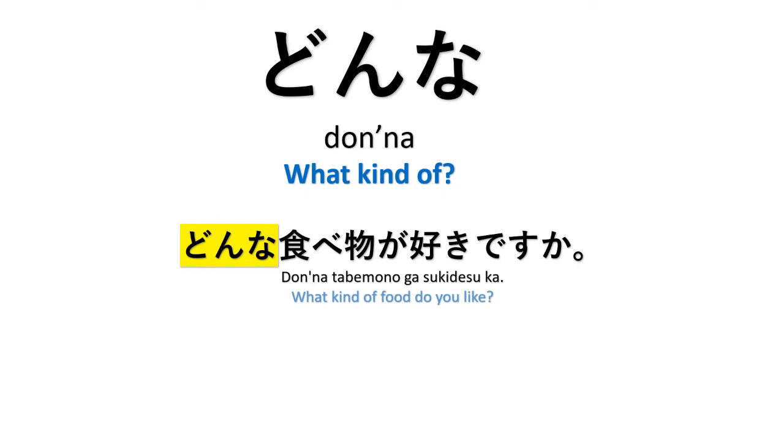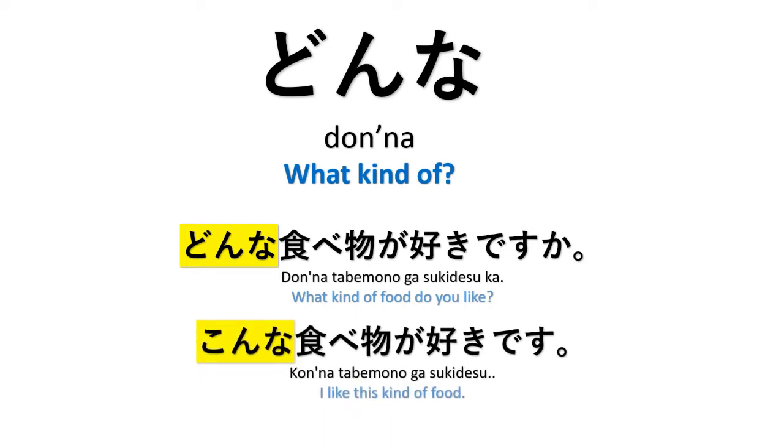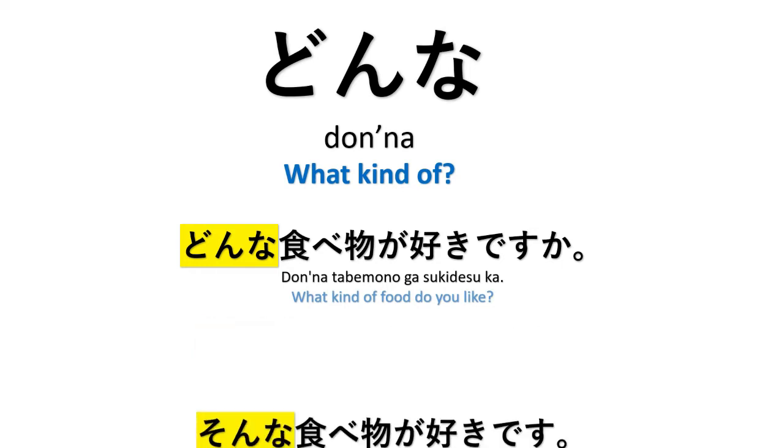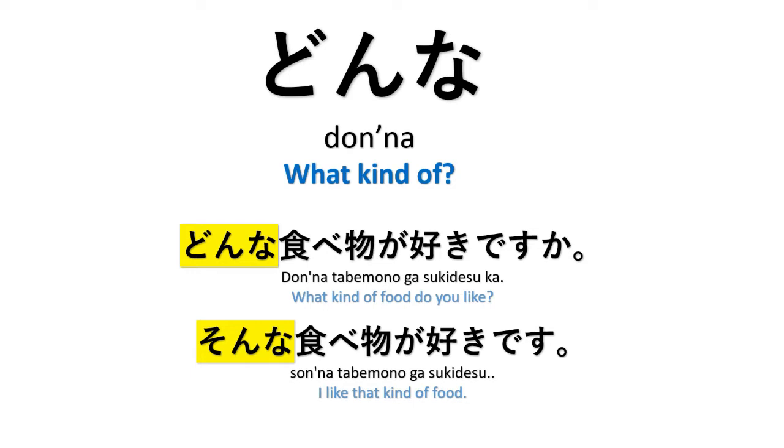For example, どんな tabemono ga suki desu ka? What kind of food do you like? So we say the basic, こんな tabemono ga suki desu. I like this kind of food. So this is not specific. Or そんな tabemono ga suki desu. I like that kind of food. Or あんな tabemono ga suki desu. I like that kind of food over there.